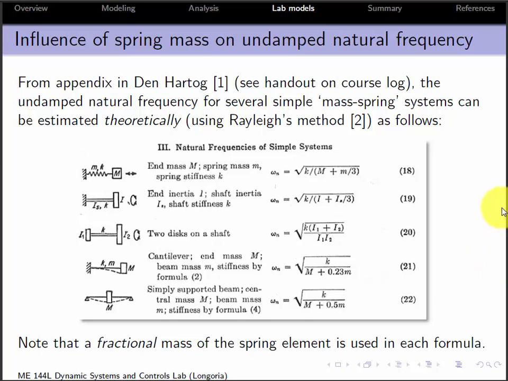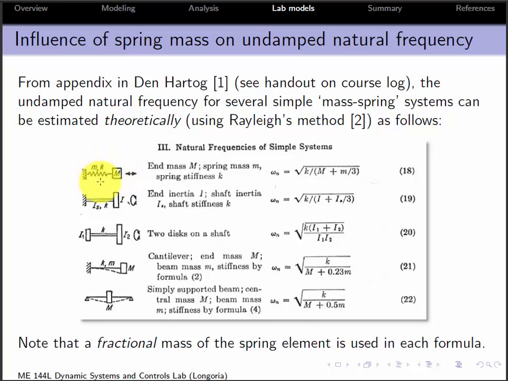Let's look at the influence of the spring mass on undamped natural frequency. Normally, when we model these systems, we assume we have what we call the main mass. Here are some examples in this table from this book by Den Hartog, referenced at the end of these slides. Den Hartog shows several simple systems and formulas for estimating the natural frequency a little bit better than if you were just to assume that I've got an ideal spring here.